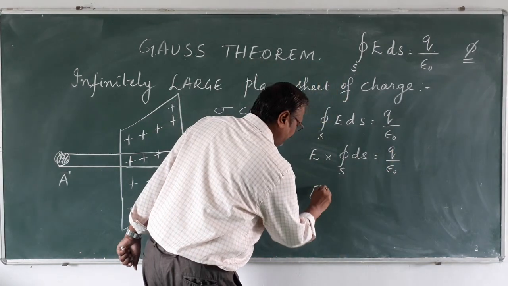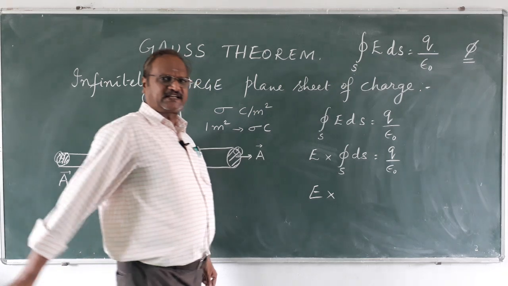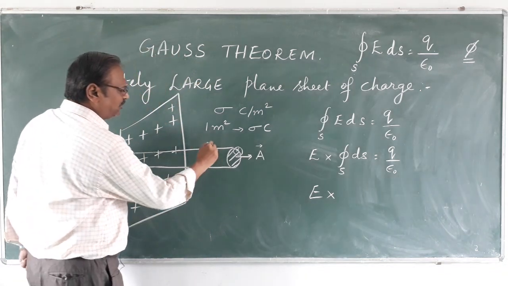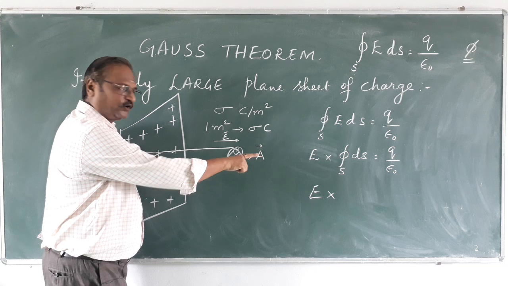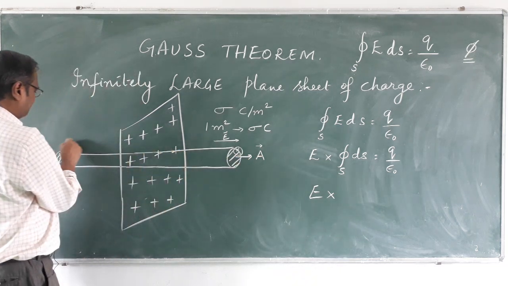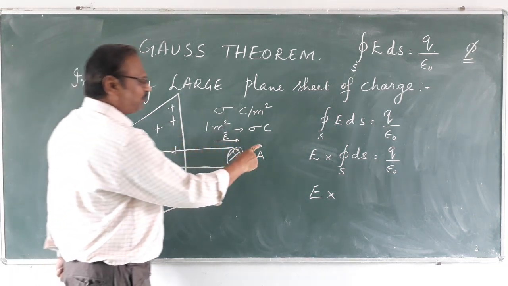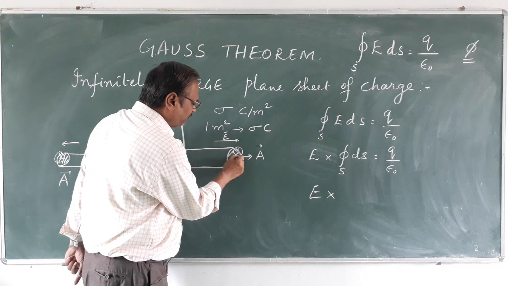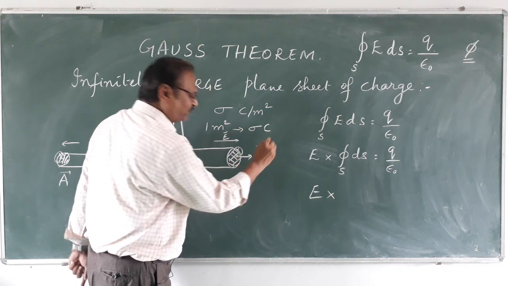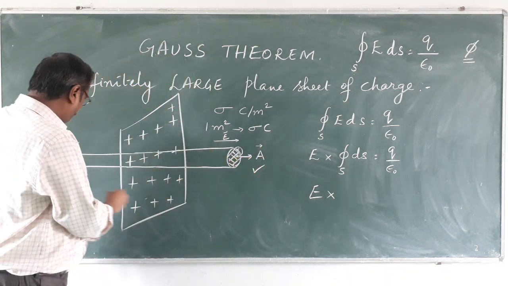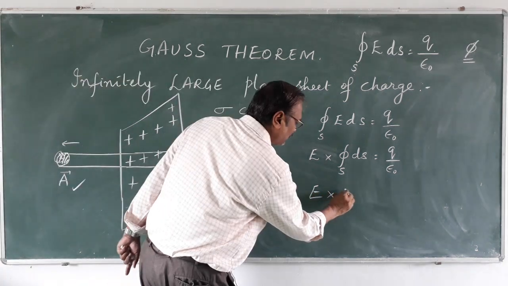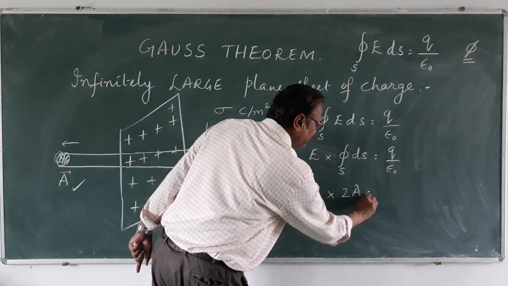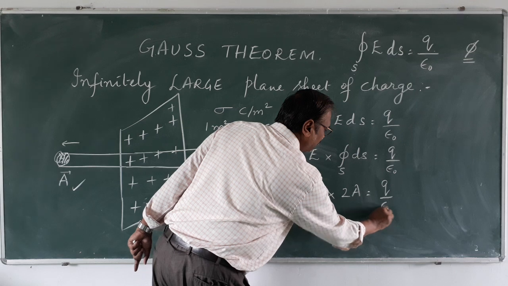And E into, what is the surface integral? What is the area through which the electric field is acting? The electric field is acting in this direction. Okay, electric field is acting here in this direction, right? Now the electric field is acting over this surface area plus over this surface area. There are 2 surface areas, so I write E times 2A, which is equal to Q upon epsilon naught.